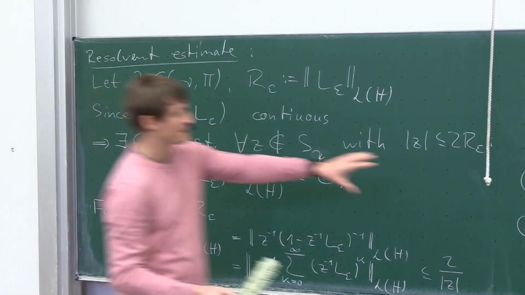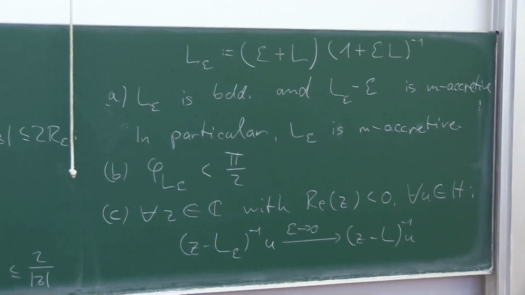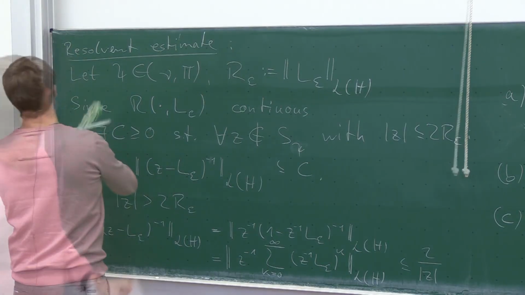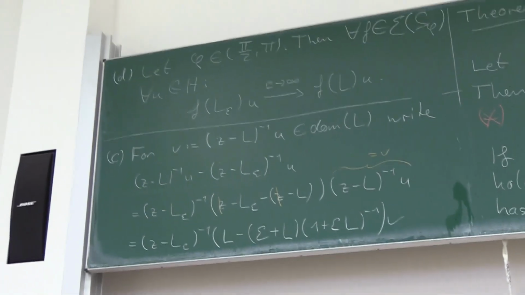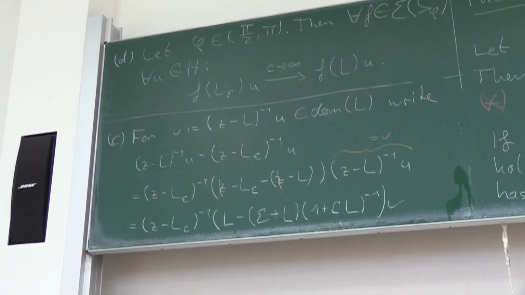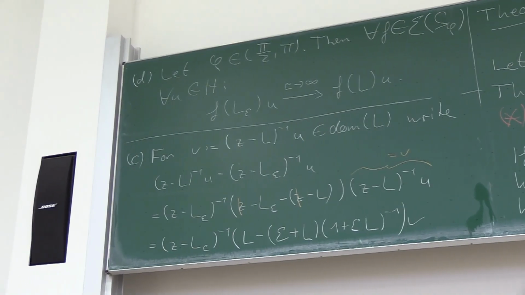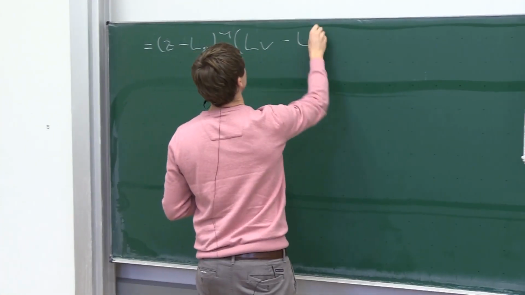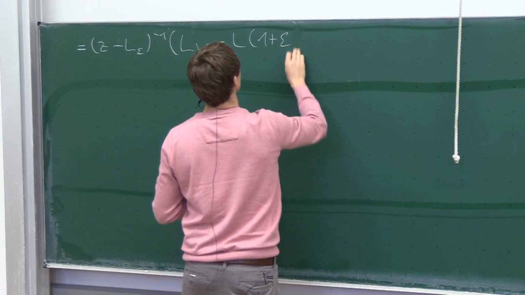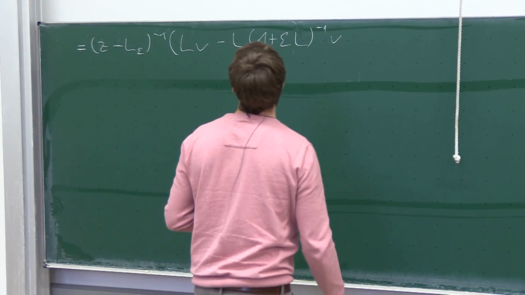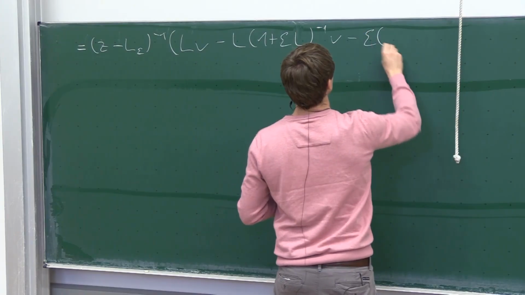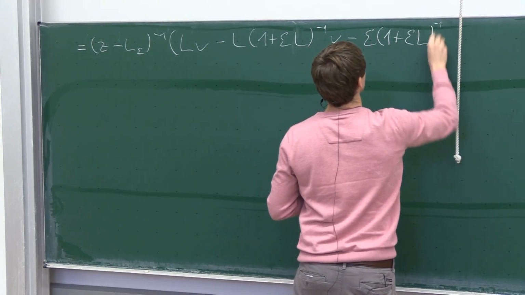Okay, now I can erase the rest of the blackboard. I think you believe me that we still prove this property here, which I erase now, so that the resolvents of L epsilon approximate strongly the resolvents of L. So I continue this chain of equations here, and see that this is the same as the resolvent of L epsilon multiplied by LV minus, now I shuffle the expressions, minus L times the resolvent of 1 plus epsilon L applied to V minus epsilon times (1 plus epsilon L) inverse applied to V.